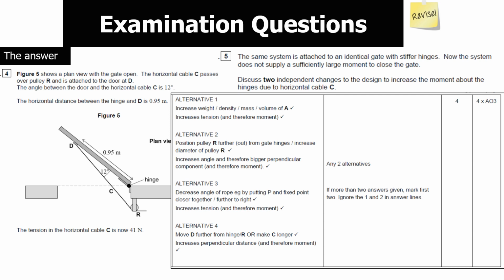You've always got to think to yourself, the moment is the force times by the perpendicular distance. So if you wanted to increase your moment, you've either got to increase your force or you've got to increase your perpendicular distance between the line of action and the pivot. So you've got to think about how you could do that.